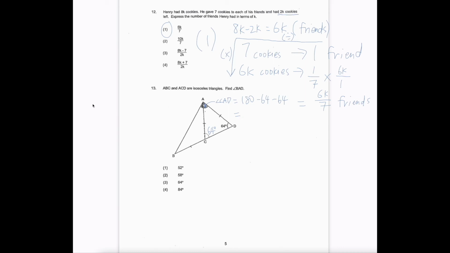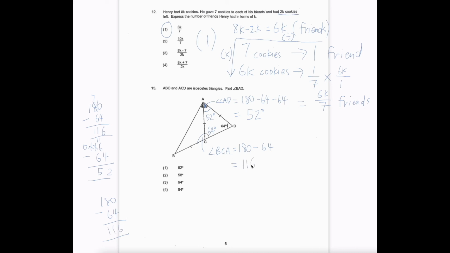Okay? Let's do the working here. 180 minus 64. I'm going to get 116. So 116 minus 64 again. I'm going to get 52. Okay? So CAD is 52 degrees. I'm going to write here 52. Okay? So what is this angle here? Let's find out what is BCA. BCA is 180 minus 64 because angles on a straight line. Alright? So 180 minus 64, I'm going to get 116, which is the same as the on top working.